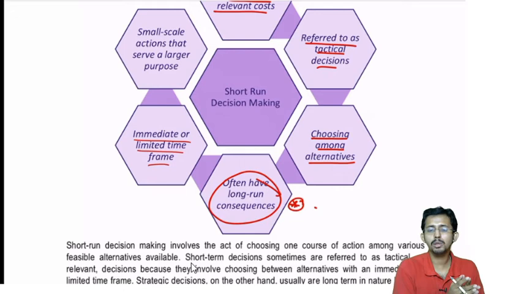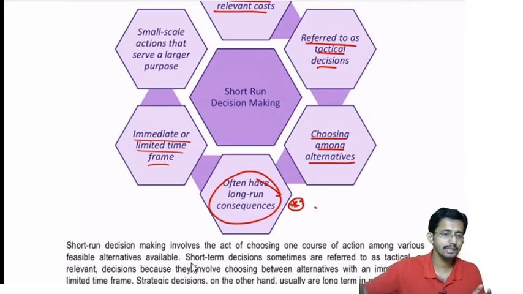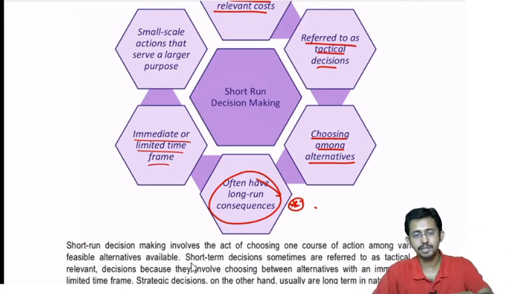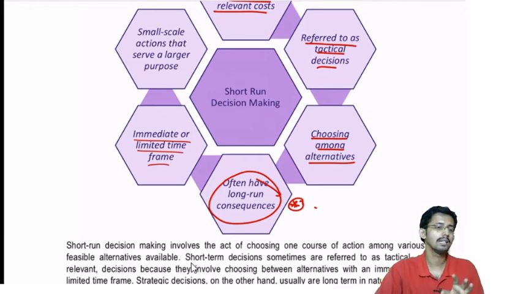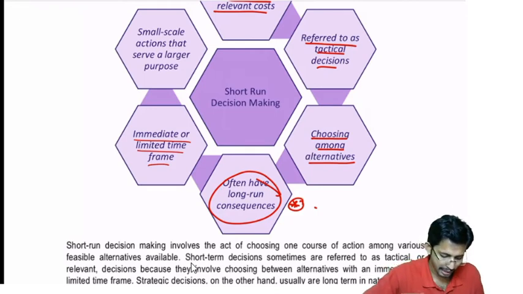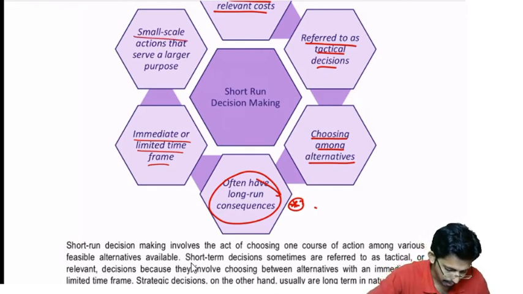If COVID is going to exist for say 3 years, and the same pricing method you have to follow for 3 years, then it becomes altogether a different scenario. It will be a long-term decision where you will have to consider the entire cost you are going to incur. Otherwise, what will happen? You will make continuous losses for all these 3 years, which is not acceptable. Am I right? Okay. Now, next, small scale actions that serve a larger purpose.